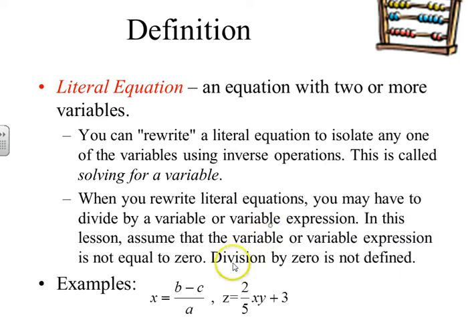So here's some examples. We have x is equal to b minus c divided by a. Again, here we have to assume that a does not equal 0, because otherwise this whole equation will be undefined. And then we have z is equal to 2/5 of x times y plus 3. Again, as you can see, we are dealing with two or more variables. We are no longer dealing with one variable.